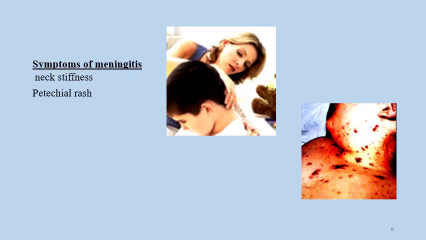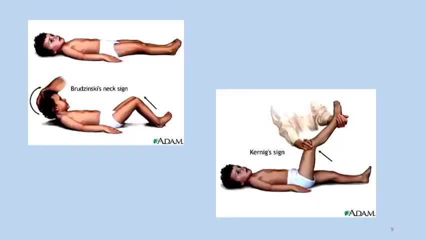Symptoms of meningitis. Mainly there are 6 main symptoms of meningitis. They include a fever, a severe headache, nausea and vomiting, stiff neck or neck stiffness, photophobia, which is sensitivity to light, and petechial rash. In this picture we can see the neck stiffness of this child and the shape of the characteristic rash of meningitis.